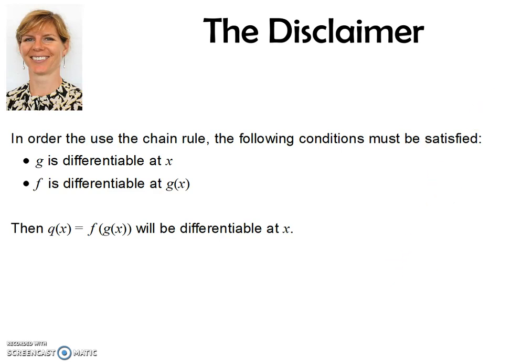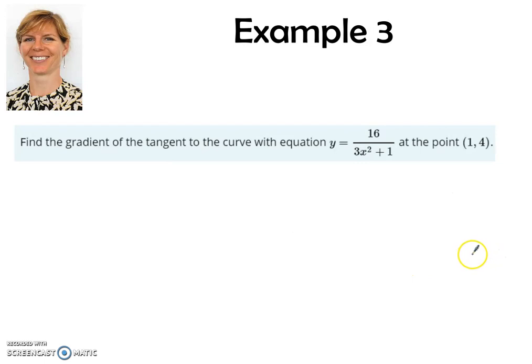Right, let's have a look at another example. So find the gradient of the tangent to the curve, which just means differentiate. Okay, find the gradient means differentiate, and we want to know what is the value when x equals 1. Okay, so part of this is deciphering the question, what's it actually asking you for. Okay, now this we don't really want to deal with at the moment.